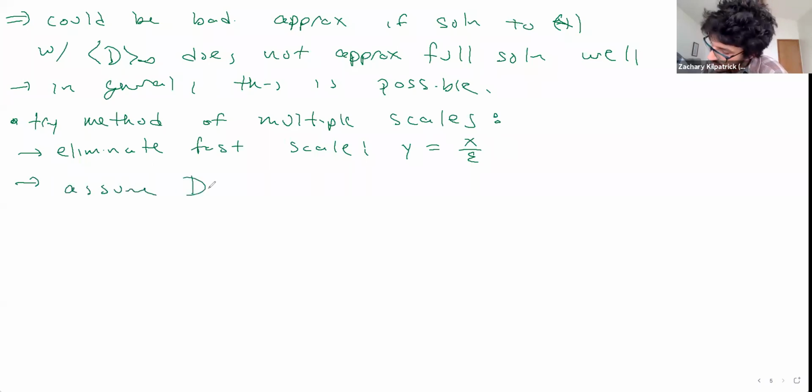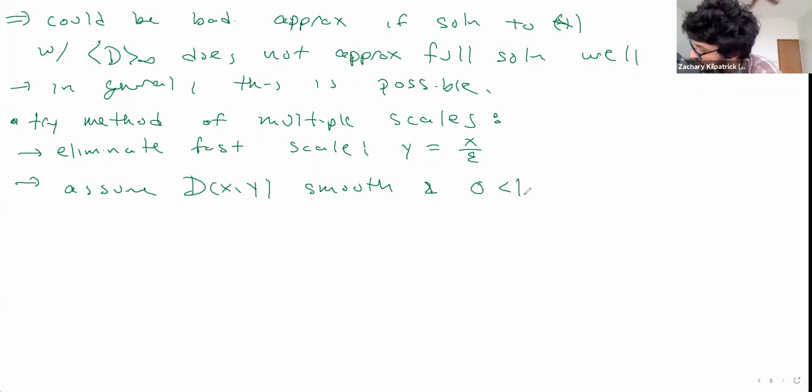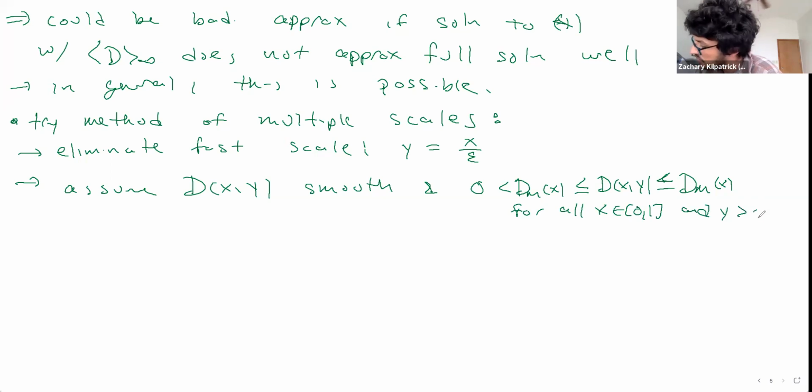we have to make some assumptions, right? So we assume that D of x, y is going to be smooth, okay? And we're going to bound it by some function. So that function will be called D little m of x, and that's going to be less than or equal to D of x, y, and then it's going to be upper bounded by D big M of x. And this is true for all x that live in 0 to 1 and y greater than 0.